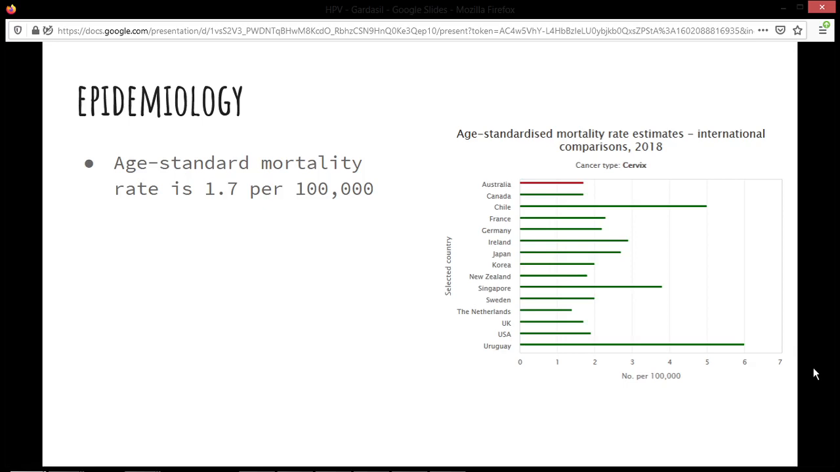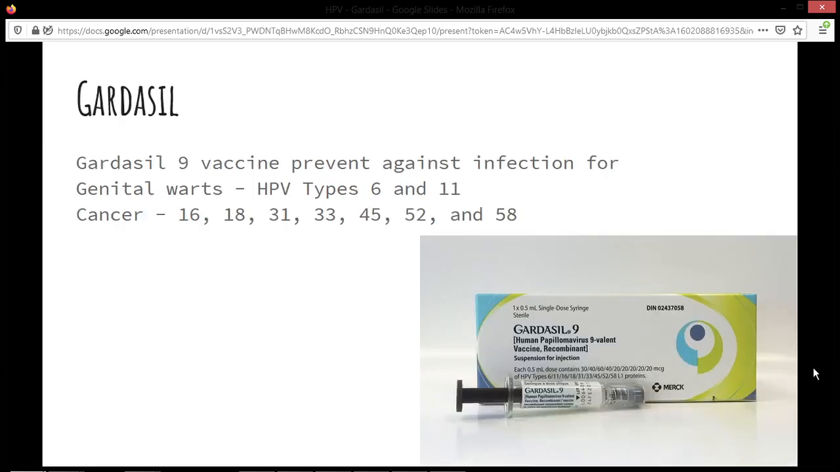Compared to the global age-standardized mortality rate, Australia's is 1.7 per 100,000 females. Vaccines are available to prevent HPV infection. Gardasil is the most effective way to prevent HPV. Then, in 2014, the Gardasil 9 vaccine was released, and it can protect against infection for genital warts and cervical cancers caused by HPV strains.